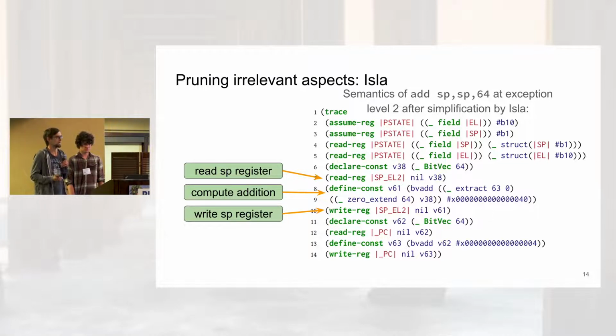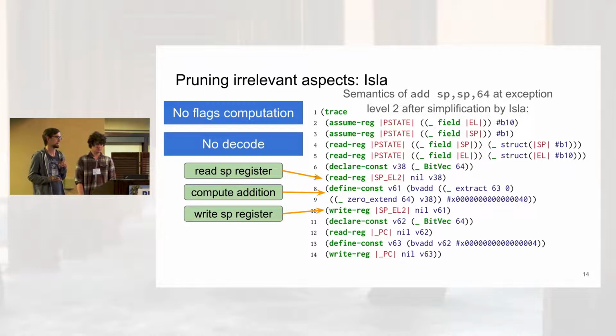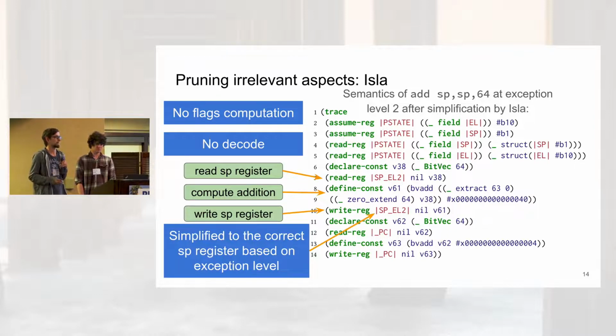But maybe more important is what's not here. For example, you can see there's no flags computation because this variant of the add instruction actually does not update the flags register, so Isla removes this for us. Also, this decode function, which Angus showed at the very end, is simplified away by Isla. And maybe most interestingly, you can see here that this Isla trace directly uses the SP_EL2 register. So this means Isla figured out for us that this is the right version of the stack pointer register to use, given the constraint that we're executing at exception level 2.